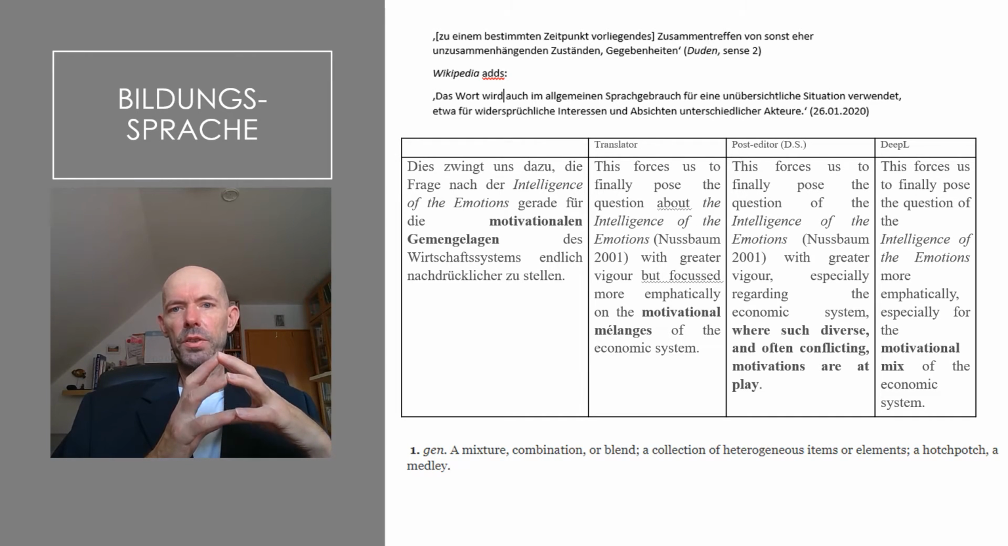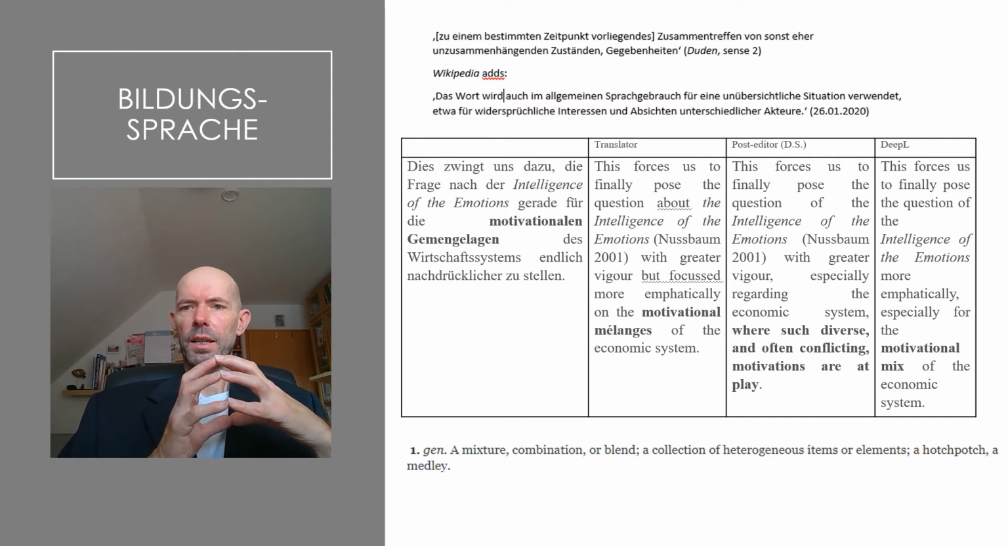The original reads, Dies zwingt uns dazu, die Frage nach der Intelligence of the Emotions gerade für die motivationalen Gemengelagen des Wirtschaftssystems endlich nachdrücklicher zu stellen. And the translator has rendered this by, this forces us to finally pose the question about the intelligence of the emotions with greater vigor, but focused more emphatically on the motivational melange of the economic system.